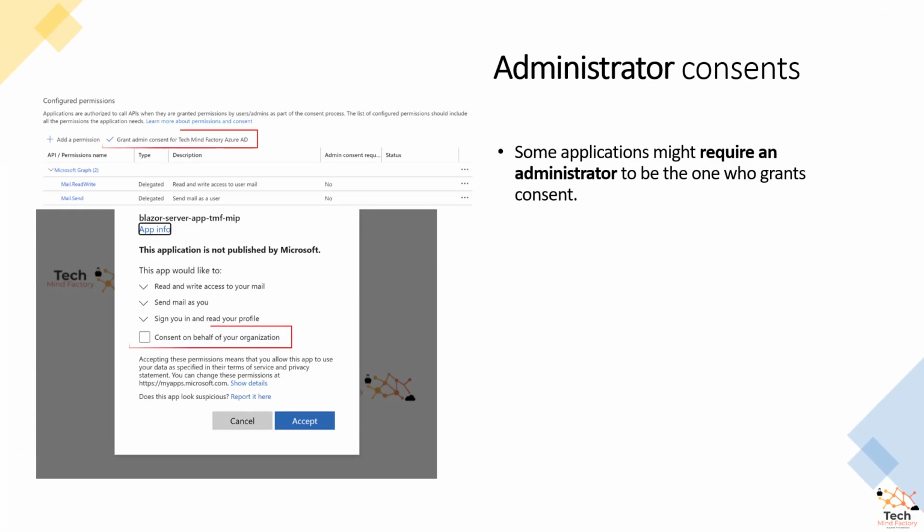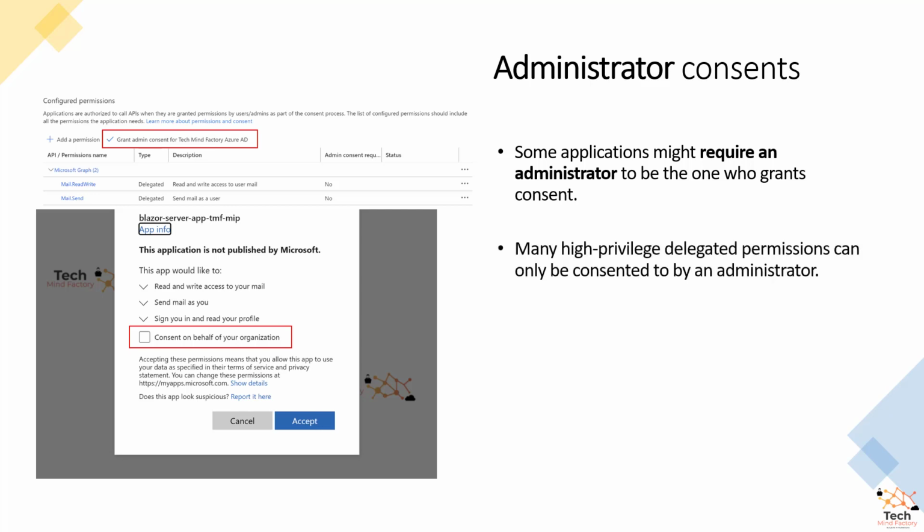Now, on the other side, there are administrator consents. So some applications might require an administrator to be the one who grants consent. Many high privilege delegated permissions can only be consented to by an administrator of the Azure AD tenant. It's very important. So in this case, when we would like to use specific permissions within our application, only the Azure AD administrator can grant them. It's very important. And if we open the Microsoft Identity Platform documentation with permissions for Microsoft Graph, for instance, we will see where admin consent is required.